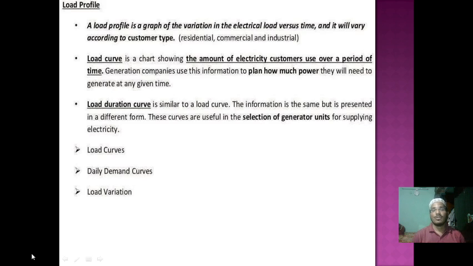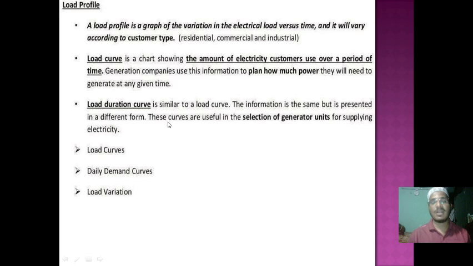Load curve, just now we discussed, is the amount of electricity used by the customer over a period of time. The load duration curve is similar to the load curve, and the information is the same, but the representation of the load duration curve is different compared to the load curve.